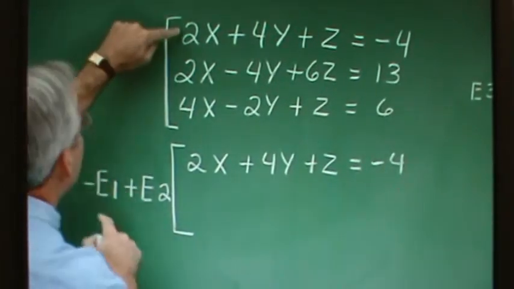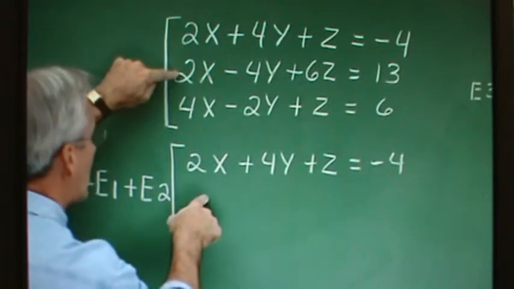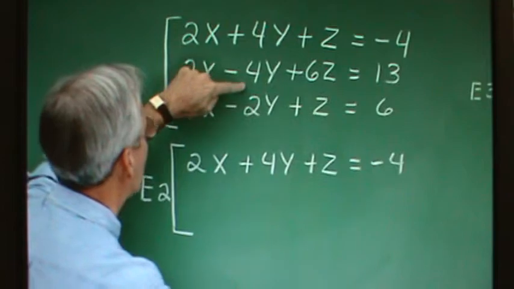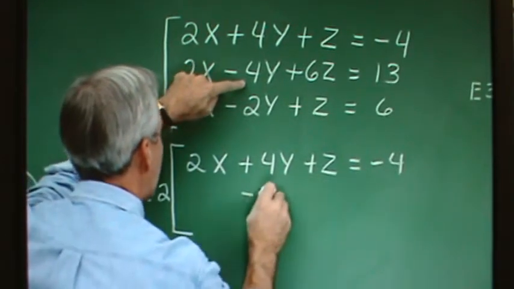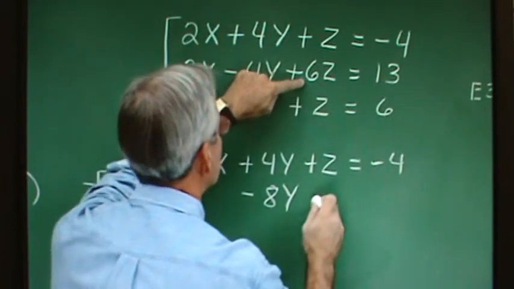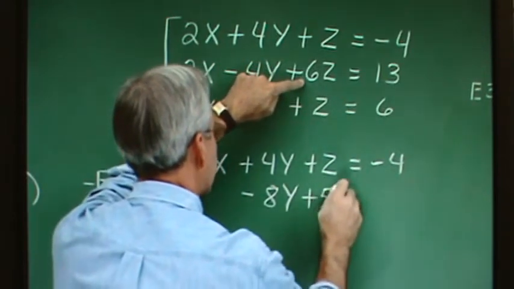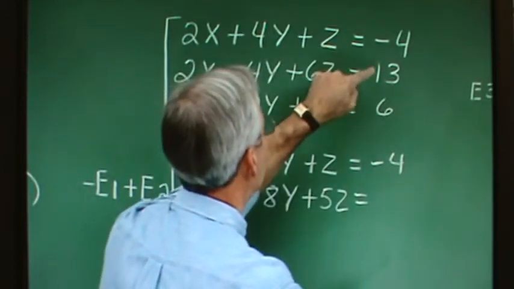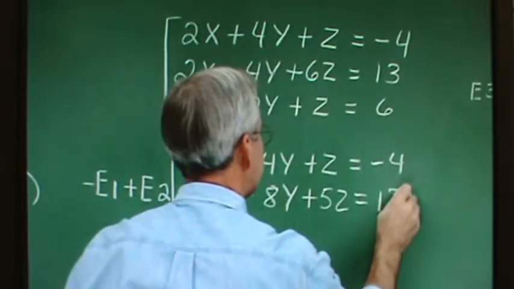All right, so -2x plus 2x, 0x, vacancy as expected. The negative of 4y is -4y, with -4y is -8y. Then the negative of z, -z plus 6z is 5z. The negative of -4, that's 4, and 13 is 17.